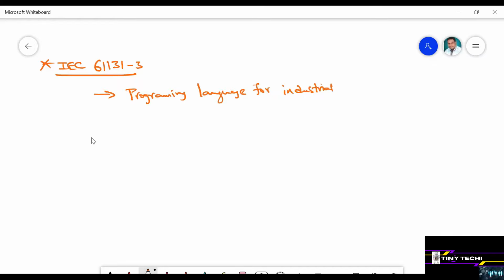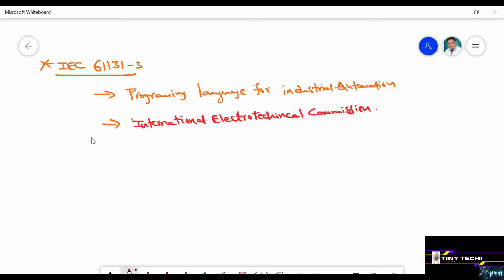The full form of this standard is International Electro-Technical Commission. This is a worldwide standard organization founded in the year 1906, and it is recognized worldwide for standards in the controls industry by over 50 countries. These standards are maintained by about 50 countries. That is about IEC.